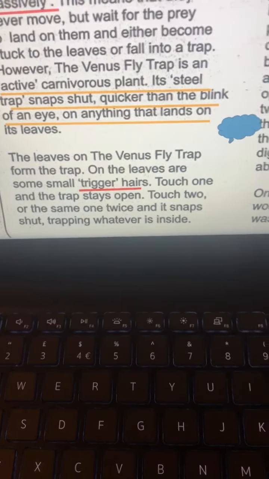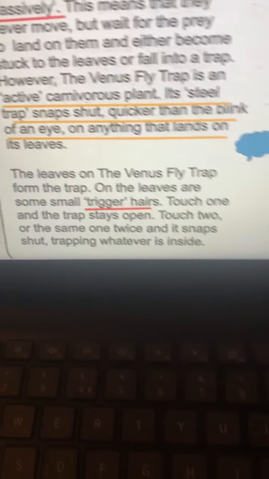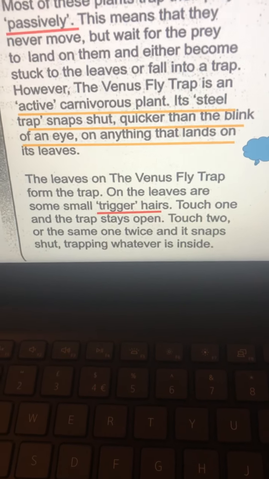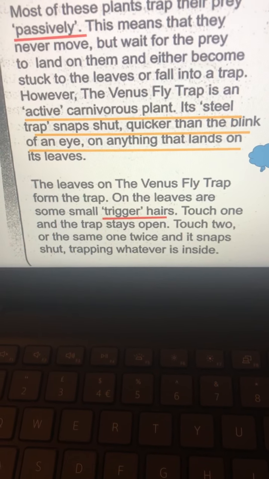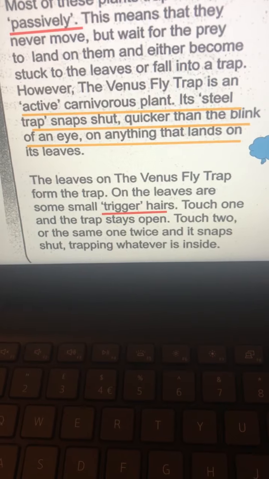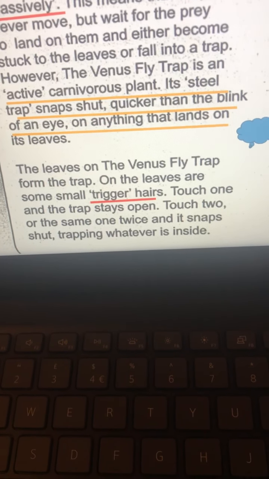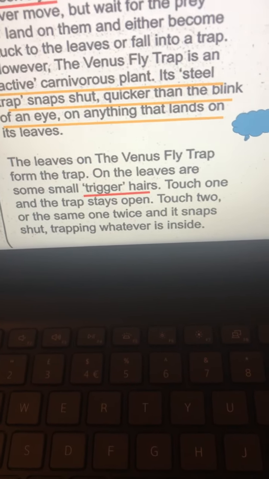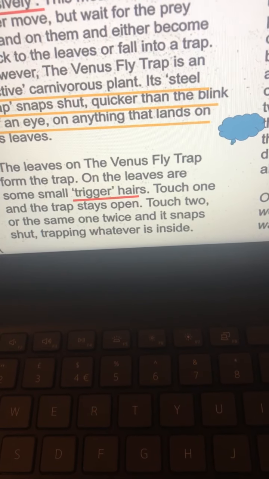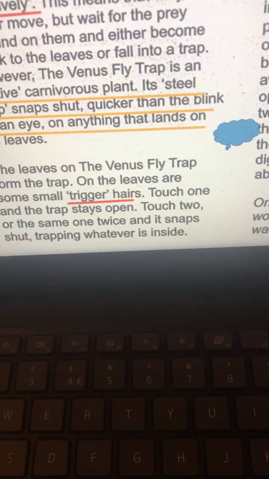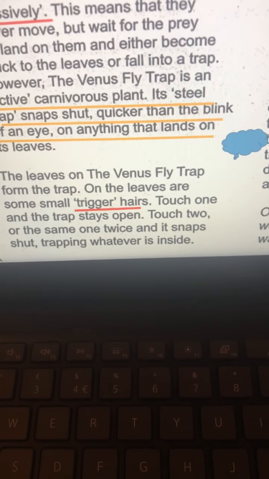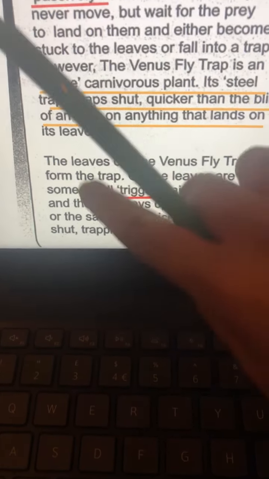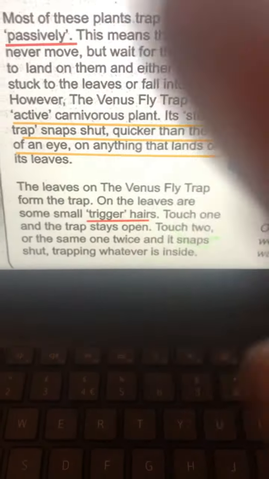So again, I underlined trigger hairs earlier on during my pre-reading. Now, thinking back to those definitions, I need to think about what I know so far. So the leaves on the Venus flytrap form the trap. On the leaves are some small trigger hairs. Now, if I'm thinking back to that definition about triggering the burglar alarm, when a burglar steps in, they set off the alarm, so I think that it means it sets off the fly trap to snatch it up.